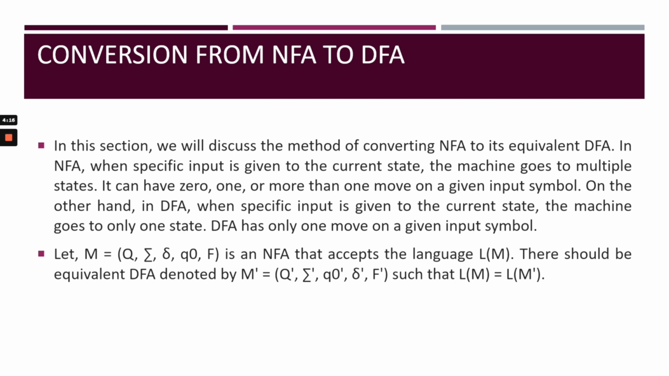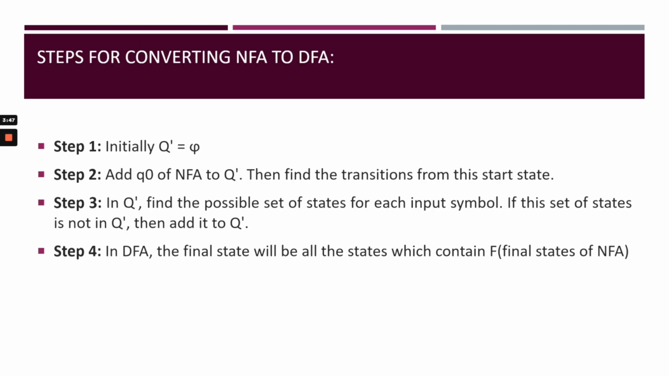Let M equals (Q, sigma, delta, q0, F) be an NFA that accepts the language L of M. There should be an equivalent DFA denoted by M' equals (Q', sigma', q0', delta', F'), such that L of M is equal to L of M'. So this is the equivalent DFA for L of M, which is the NFA.